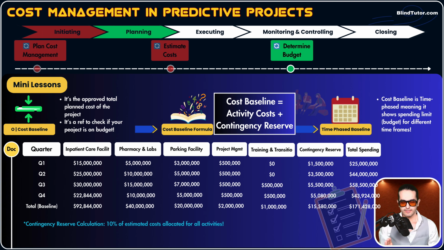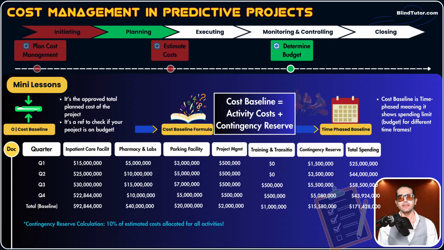And guys, I said cost baseline includes all activity costs plus contingency reserve. And the most important thing, I want to remove confusion. Do we apply contingency reserve at the activity level, like for each activity, or at the high-level deliverable level, or at the project level?